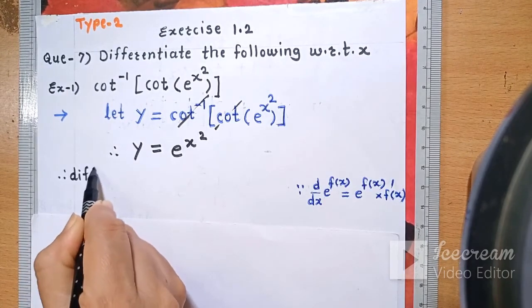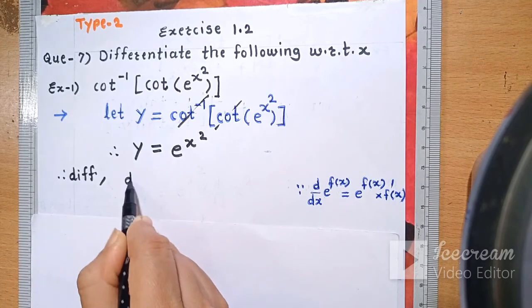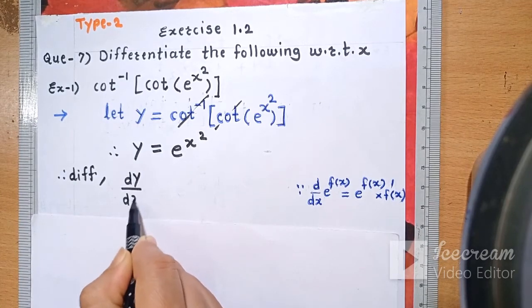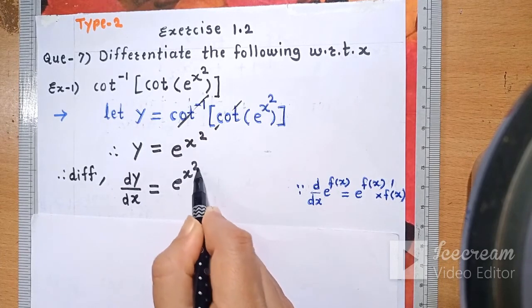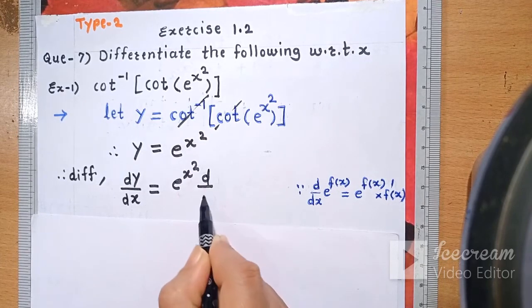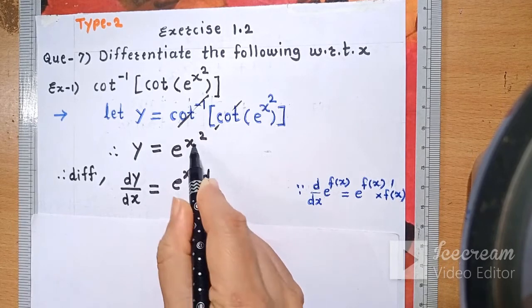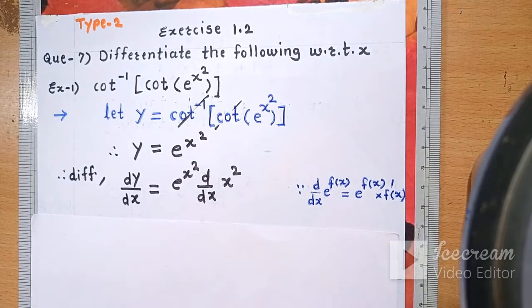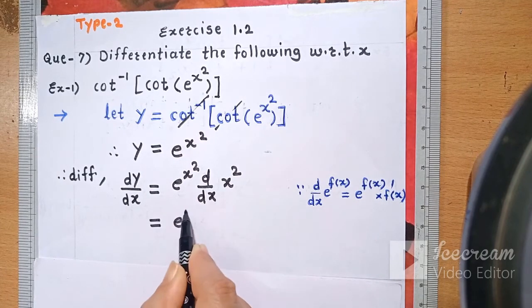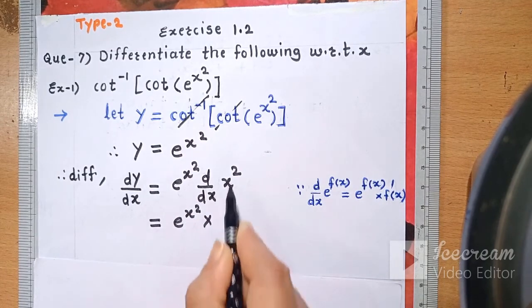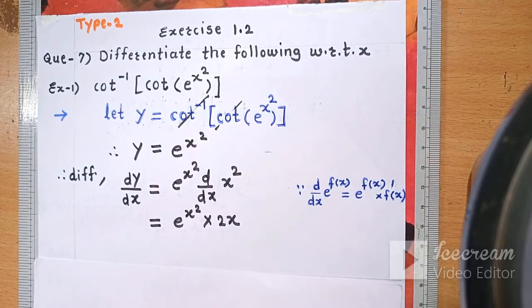Therefore, differentiating, dy by dx is equal to e raised to f x as it is first, and again d by dx of this function, meaning x square. So again in the next step, that is equal to e raised to x square into the derivative of this, which is 2x, and so finally you put this here, and so 2x e raised to x square.